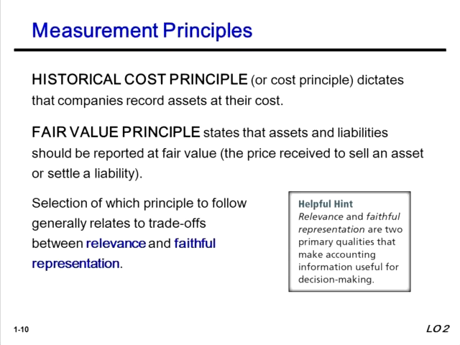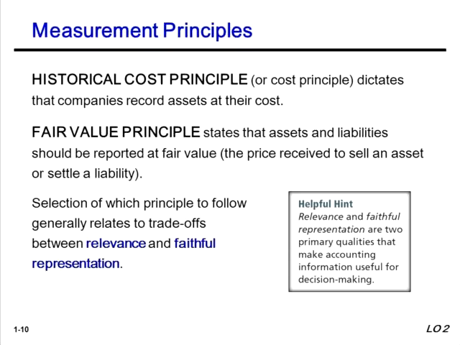However, that has been something that has been debated for a long time in the accounting profession. So now we have the fair value principle, and that states that assets and liabilities should be reported at their fair value. In other words, the price received to sell an asset or to settle a liability. But here's the challenge. According to the historical cost principle, the only way that you'd be able to determine fair market value would be to actually sell the asset.